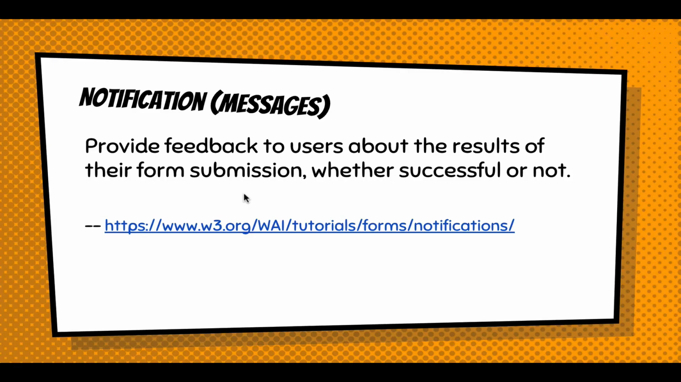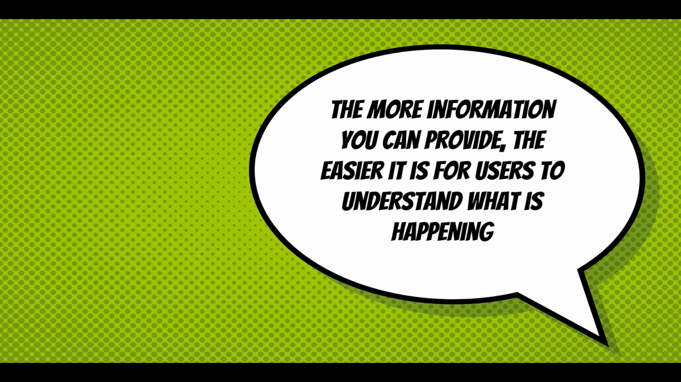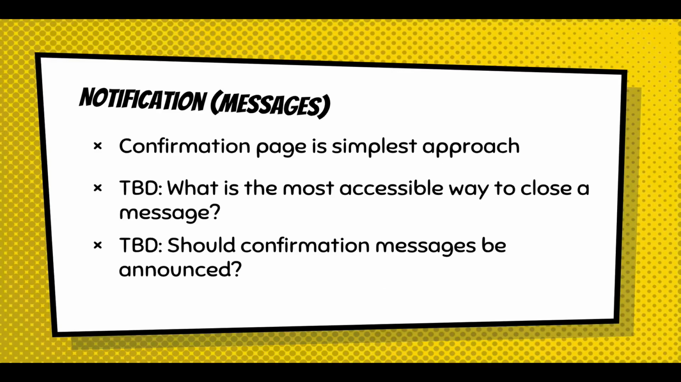So notifications and messages, which is similar to validation because at the top that was a message. Provide feedback to users about the results of their form submission, whether successful or not, the not being invalid. And think about it. The more information you provide, the easier it is for users to understand what is happening. Confirmation page is the simplest approach to forms. That means someone fills out the form, they hit submit, and it goes to a new page. It's the simplest approach because the new page only contains the confirmation information. You're not reloading the form and having stuff at the top.